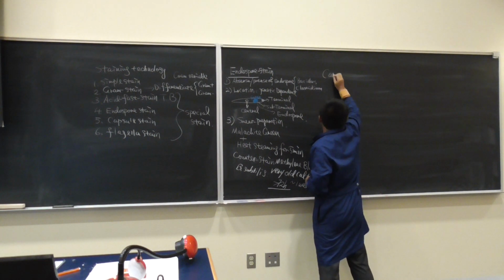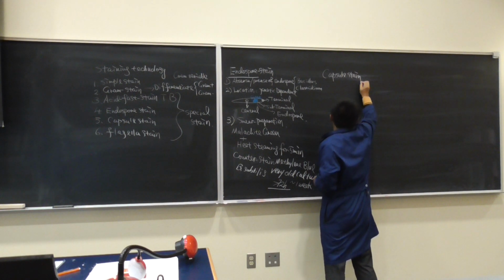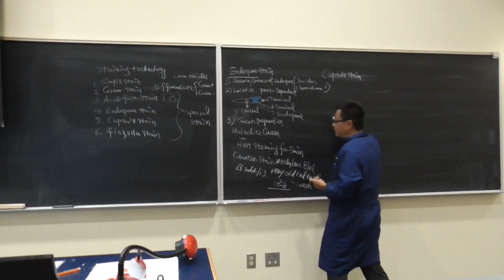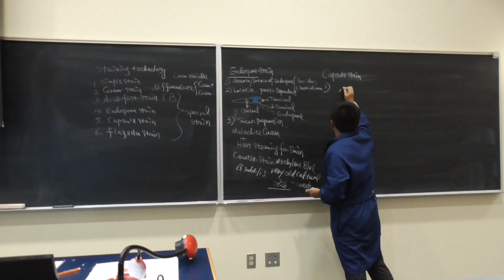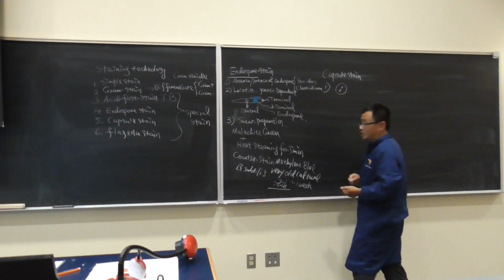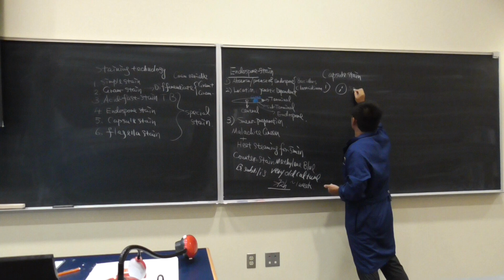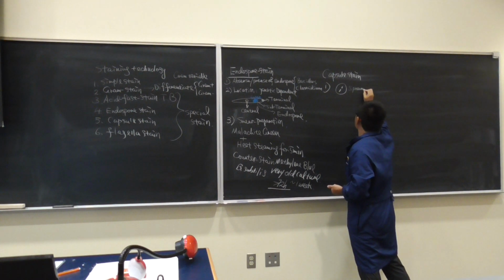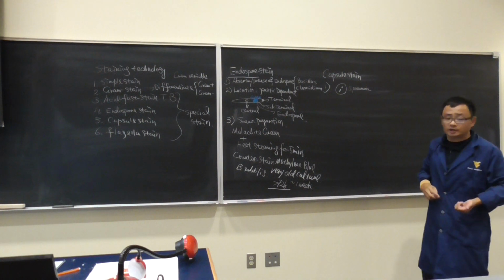Next one, capsule stain. First of all, what does a bacterial capsule look like? If you look at the picture, there is a very typical example, which is Streptococcus pneumoniae. In the Streptococcus pneumoniae, you could see very clearly, inside the two dots there, it's a diplococcus.